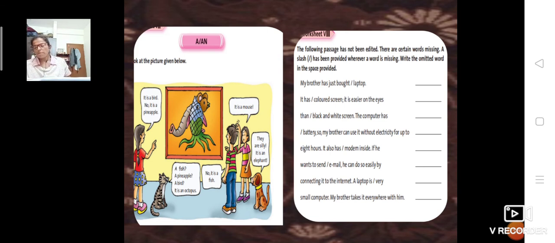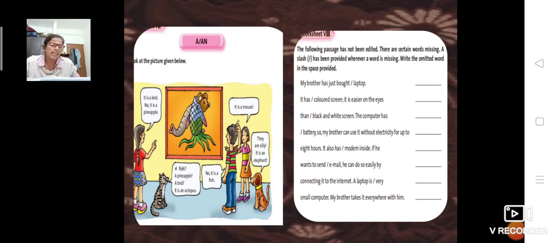A is used before a singular noun beginning with a consonant sound. For example, a banana, a bird, a cat, a dog, a fish, a mouse, a parrot, a pineapple, a teacher. An is used before a singular noun beginning with a vowel sound. For example, an ant, an apple, an arm, an elephant, an egg, an engineer, an eye, an ice cream, an octopus, an orange, an owl, an umbrella.